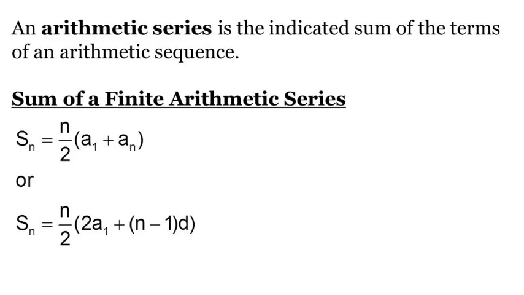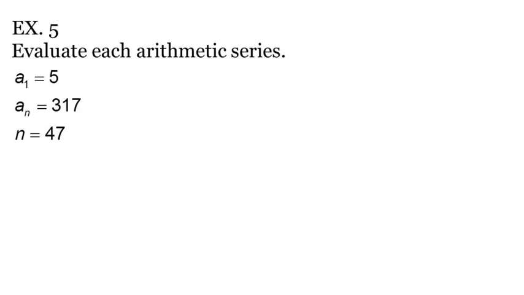If you are given the first term and the common difference and how many terms you want to add up, then you'll use the second formula. S sub n equals n over 2 times 2 times a1 plus n minus 1 times d. So it depends on what information you're given, which formula we will use. So in example 5, it says to evaluate the series, we are given the first term in the sequence is 5, the nth term in the sequence is 317, and n represents 47. So that means the 47th term in this sequence is 317.